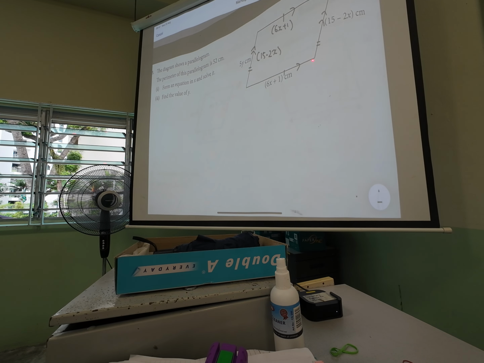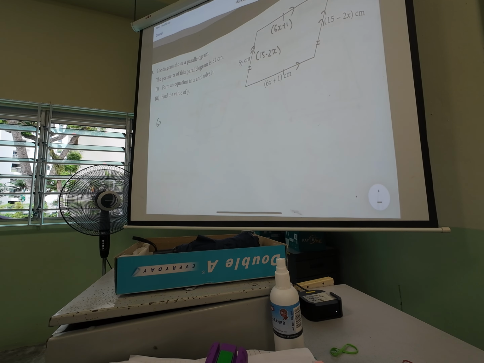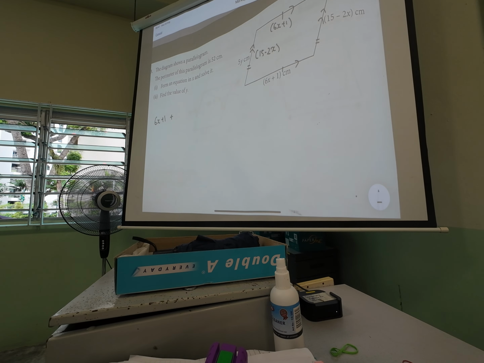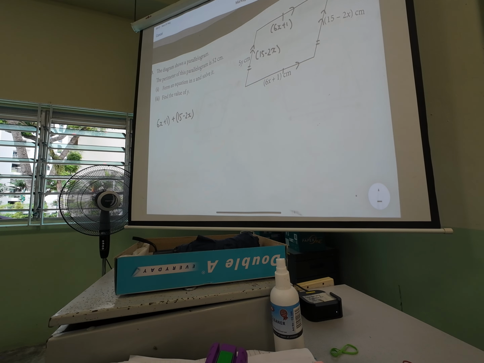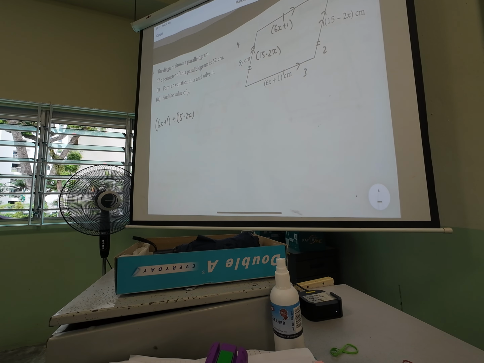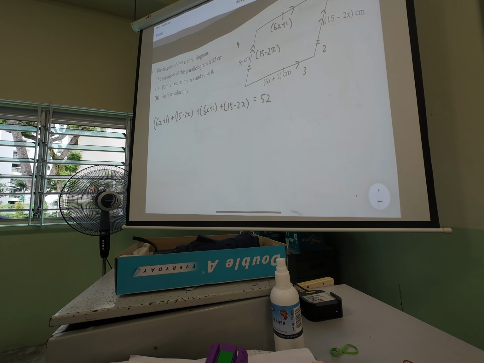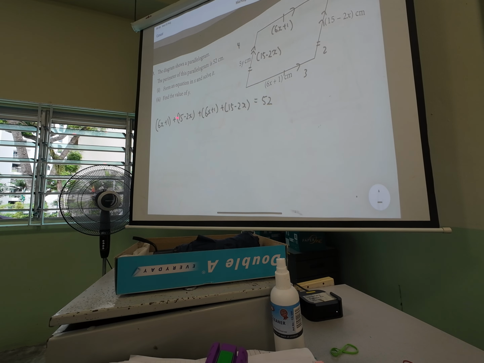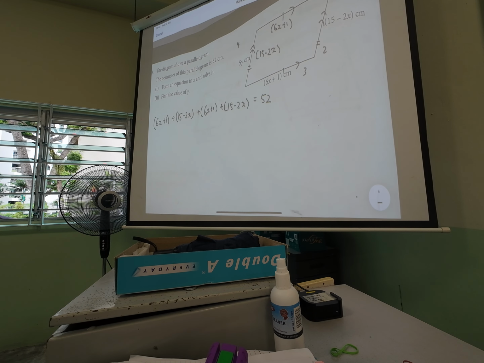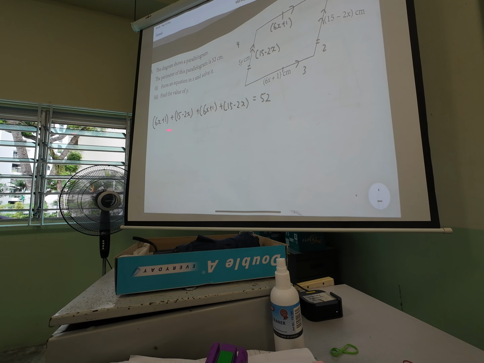So if I add this side, this side, this side, and this side, it will add up to 52. Knowing this information, I have 6x plus 1 as one side, plus 15 minus 2x as the other side. I am going clockwise. Then I add another 6x plus 1, and another 15 minus 2x. When I add these four sides together, it gives me the perimeter, which is 52. By that, I would have formed an equation in x, which is what they want me to do. The four sides added together equal 52. So this is an equation.